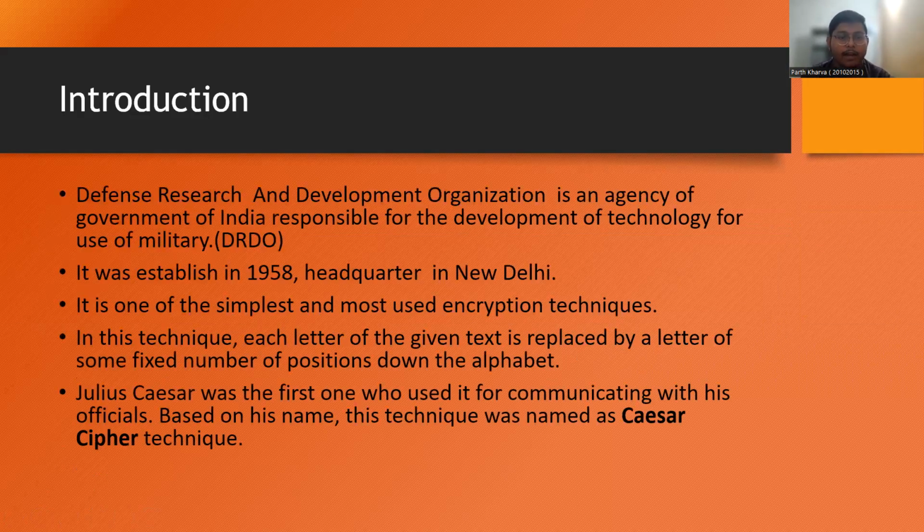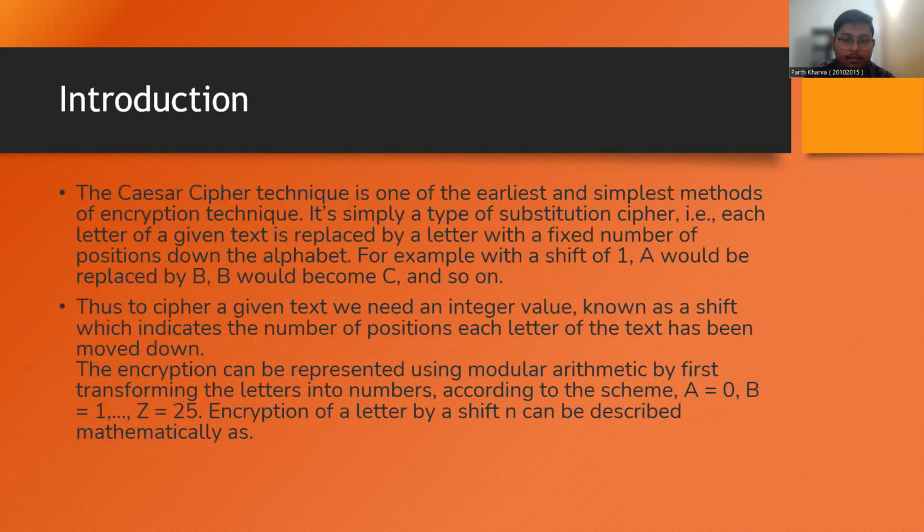Defense Research and Development Organization is an agency of the government of India, which is responsible for the development of technology for use by the military. It was established in 1958 with headquarters in New Delhi. It is one of the simplest and most used encryption techniques. Julius Caesar was the first one who used it for communication with his officials. Based on his name, this technique was named the Caesar cipher technique.